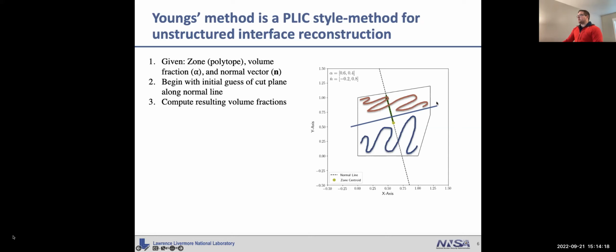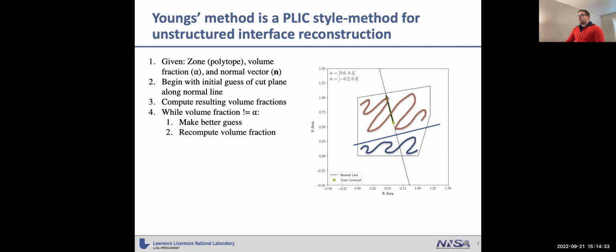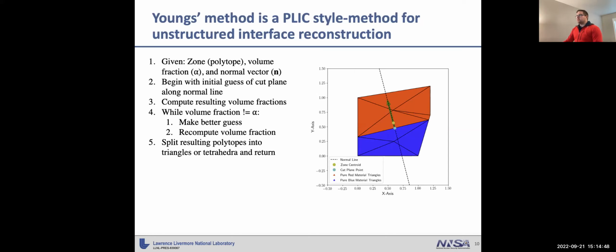And so doing that, I can now compute how much material I have in the region above the cut plane and the region below the cut plane. And so then I use this as part of a nonlinear solver. I'm going to be iterating using the Newton-Raphson method to eventually get the location of my cut plane that will give me my desired volume fractions. And so when I do that, I can now split my zone into two pure material regions.